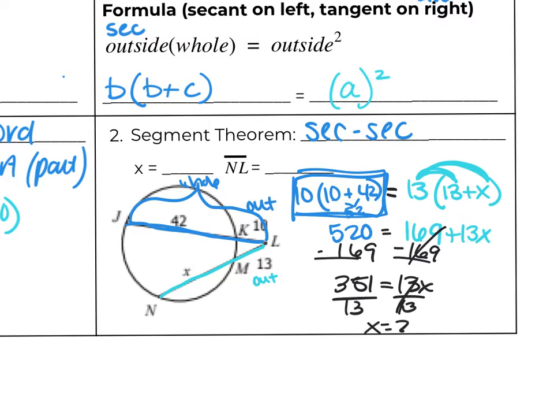X equals 27. All right, and then they want NL. So I plug x in at the NM location. So x is now 27. But since they want NL, that's the whole thing. So I have to do 27 plus 13 to give me 40.